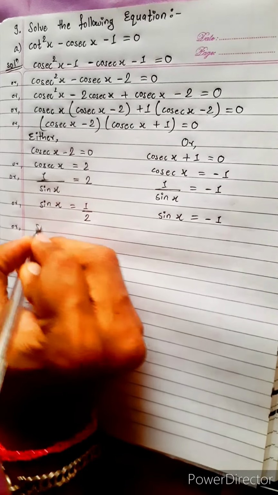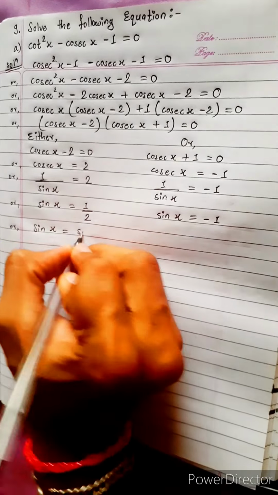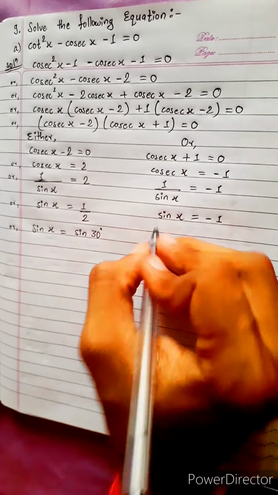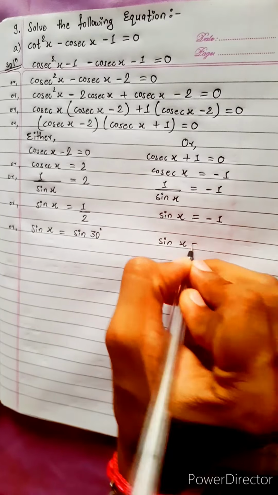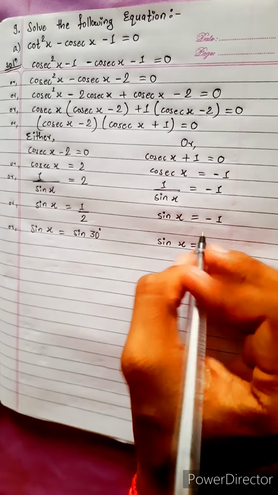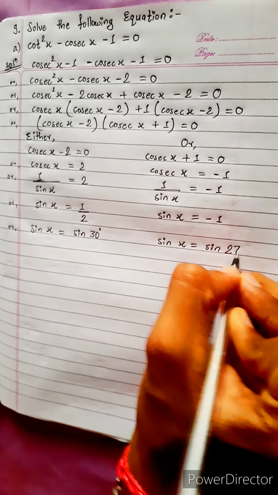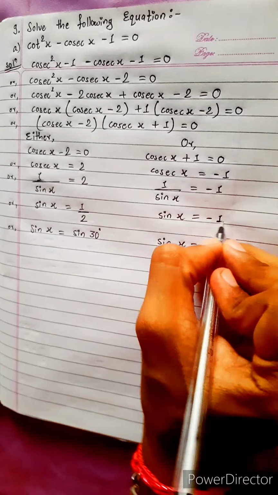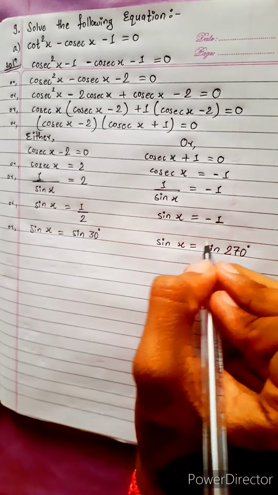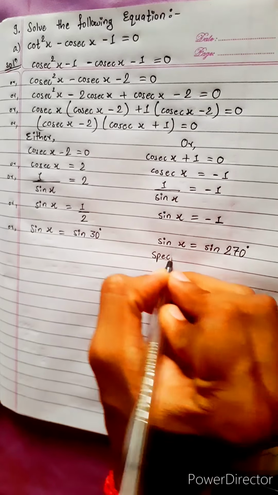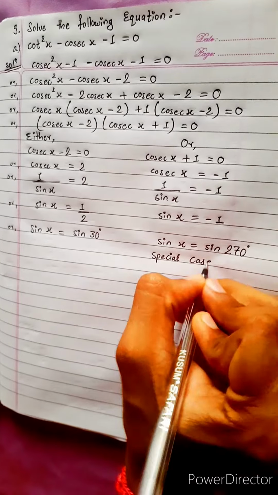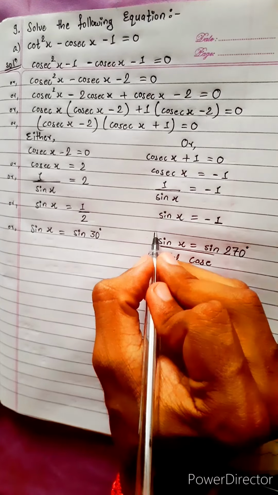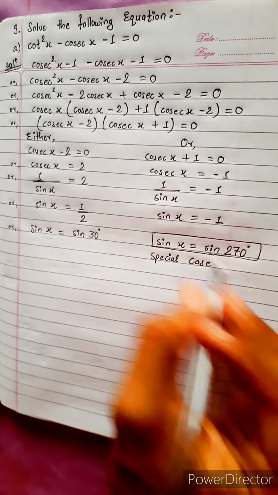So this will be sin x equals sin 30 degree, because sin 30 degree is 1 by 2. And this is, how many degrees? Minus 1. This we can write as sin 270 degree also. But if it is minus 1, then we must use one special case. If we have to solve by this method, then we have to solve very long.